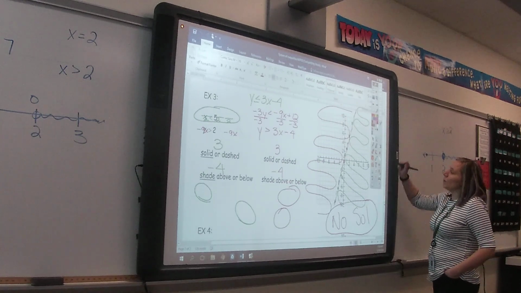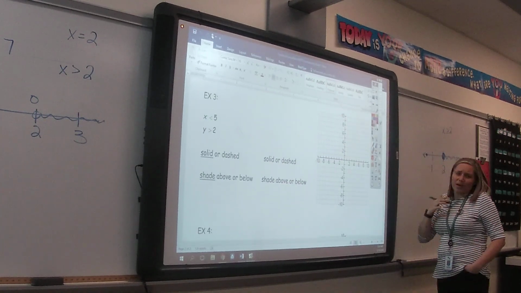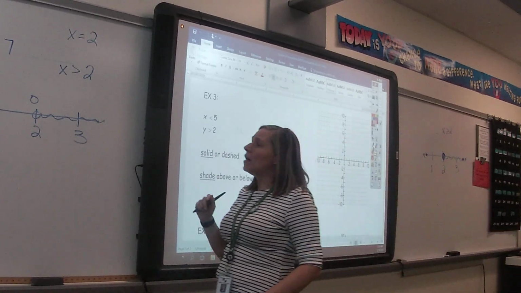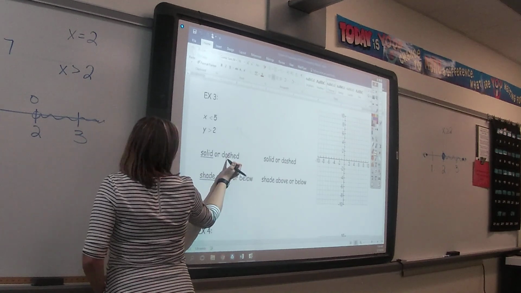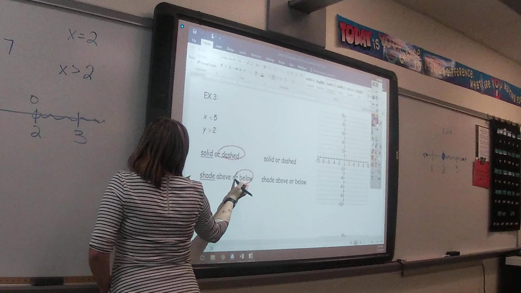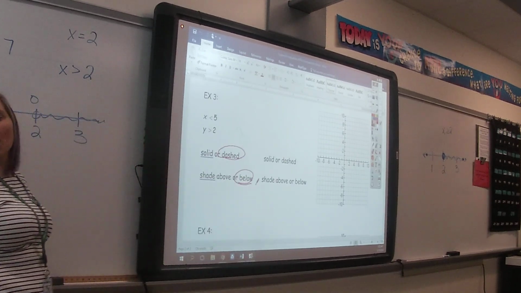So moving right along, next one. I left off m and b here, right? Because we have one of them that's an x equals, and hopefully we know these rules by now. So x is less than 5, solid or dashed? Above or below? Below. Less than is lower.